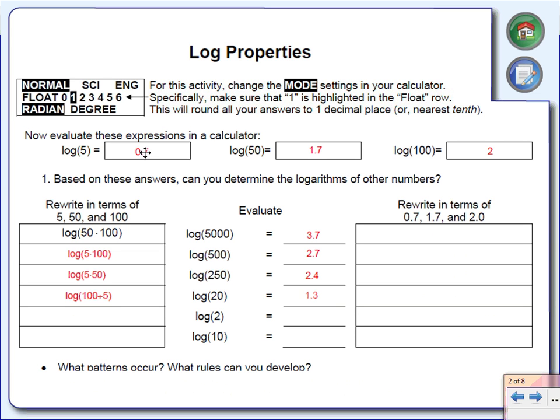Log of 2. Notice there are no two numbers that I can multiply together to get 2. But if I use division, I can get 2. The question is, what two numbers can I divide to get that 2? 100 divided by 50. Would I get a 2? Okay. So that's equivalent. The log of 100 divided by 50 is the same thing as the log of 2. And what is the log of 2?